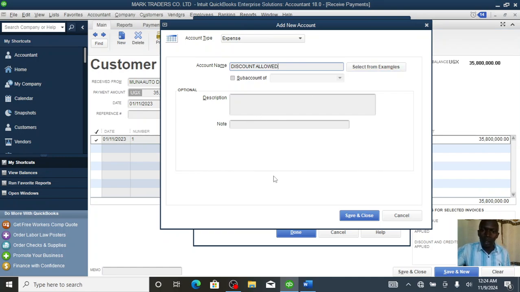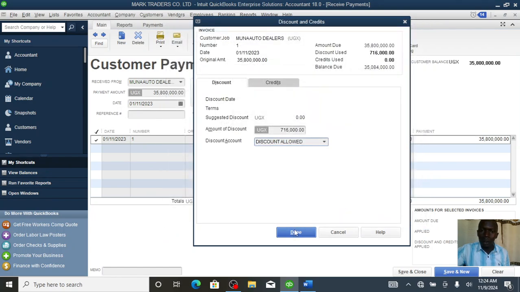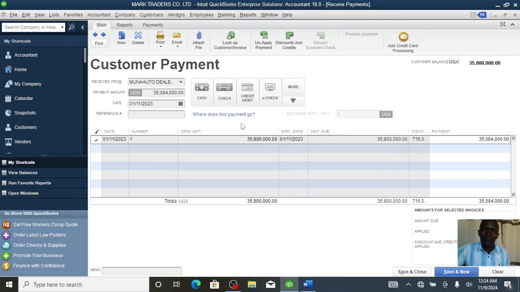Discount allowed. We save and close. This one is done. So it was by cash. The date is 11th. It was by cash. So we save and close.